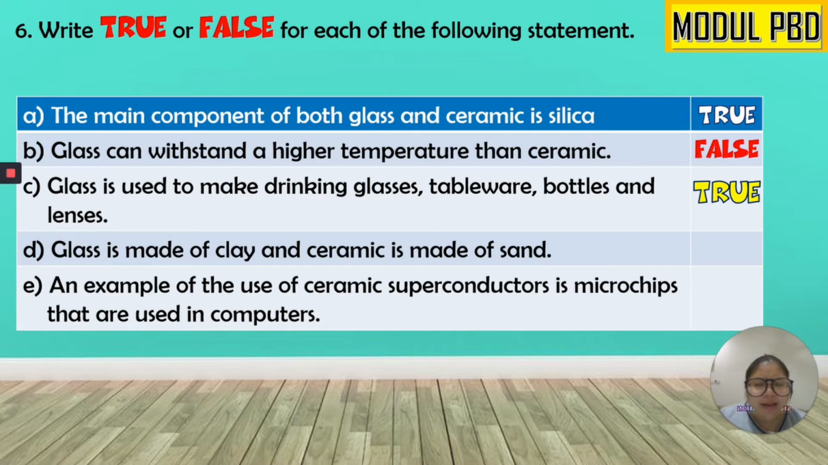Okay, then we're going to see: glass is made of clay and ceramic is made of sand. Okay, I think it's reversed. Glass is not made from clay. Clay is used to make ceramic. So the answer should be reversed. So D's answer is wrong.